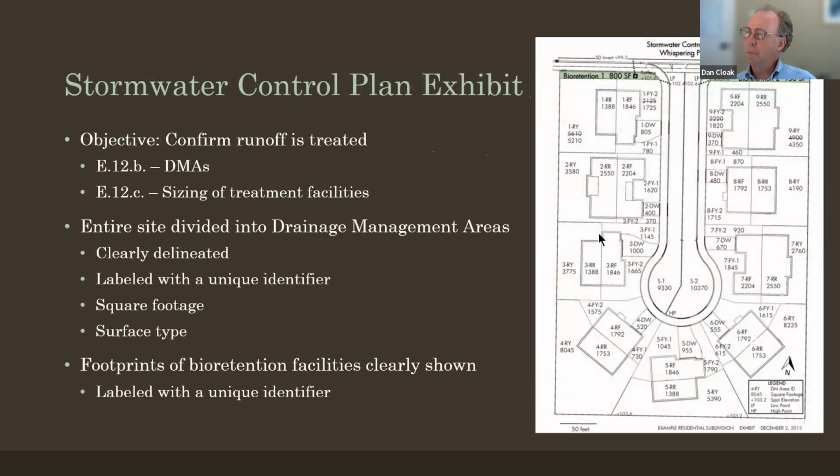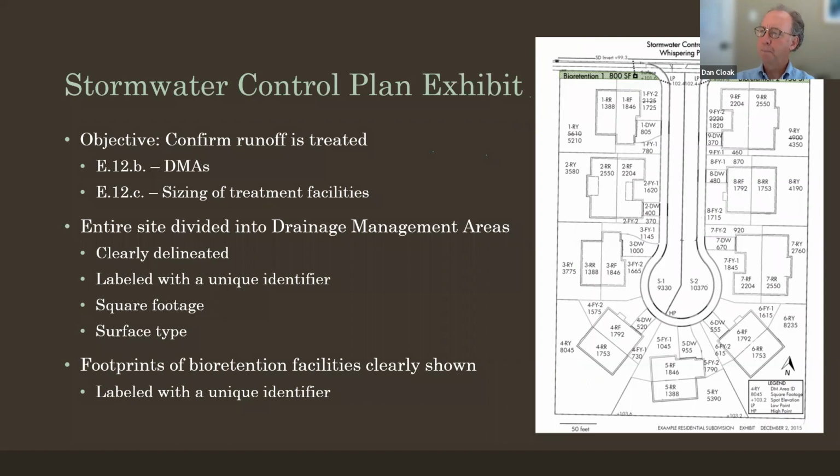This is from the residential subdivision example. The permit states the requirement for this specifically: the site needs to be divided into drainage management areas. This means that there really should be no area within the project boundary that is not delineated as a drainage management area.